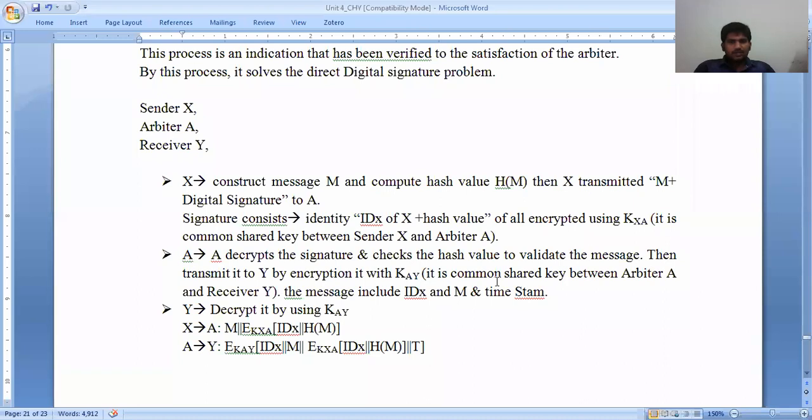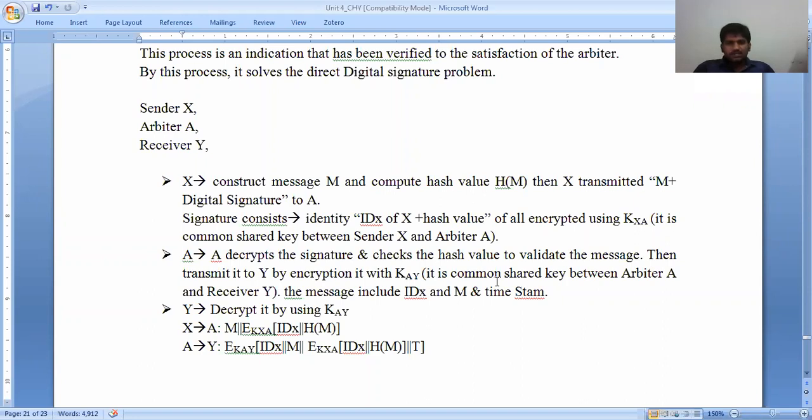What is the meaning of KXA? It is the key of sender and arbitrator, a common shared key between the sender X and the arbitrator. Then A decrypts the signature and checks the hash value to validate the message. Then it is transferred to Y by encryption with KAY, the common key shared between the arbitrator and receiver.